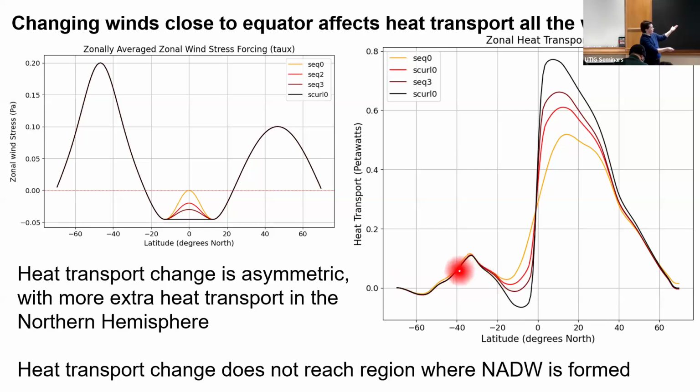And in at least 2 out of 4 cases, the heat transport is northward at all latitudes, because this is positive. But right, in general, we have much more northward heat transport in the northern hemisphere, and less in the southern hemisphere. And the change in heat transport ends up being pretty asymmetric, even though we've changed our winds in a symmetric way. The change in heat transport goes much further north in the northern hemisphere than in the southern.